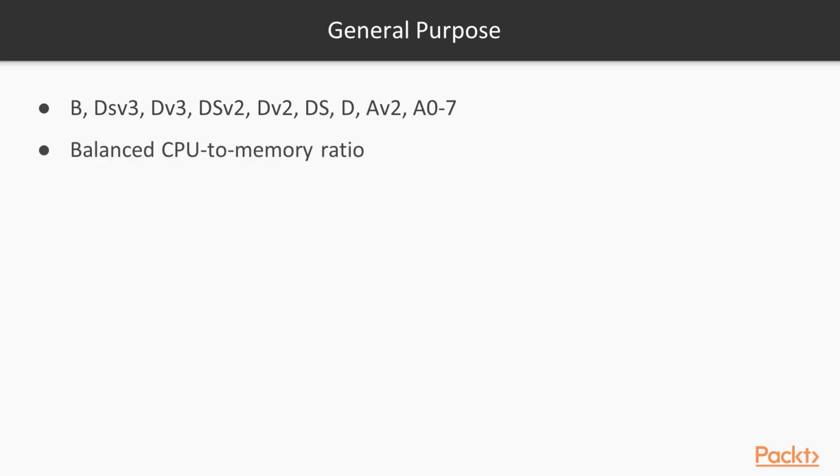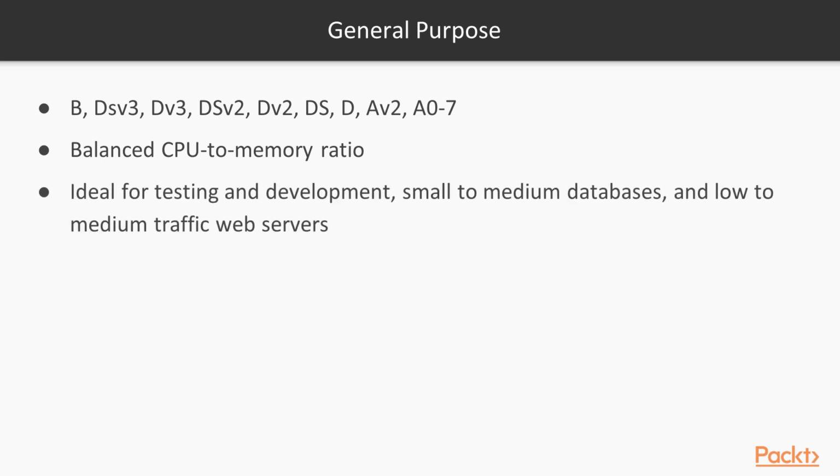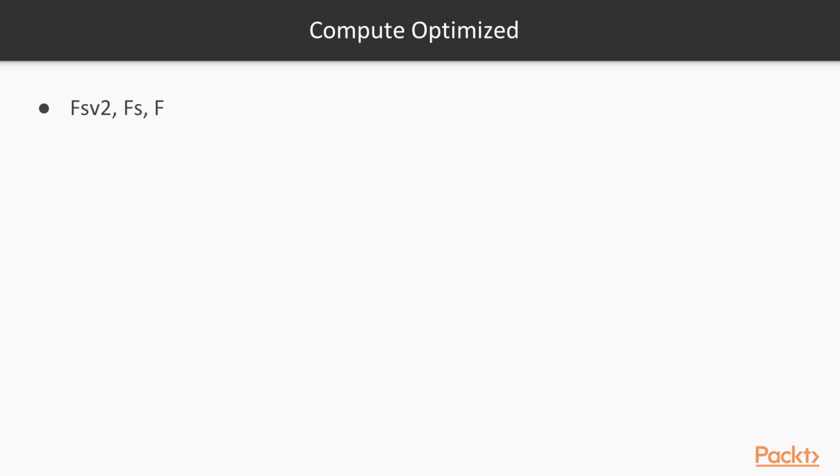So the general purpose is a nice balanced machine having a balanced CPU to memory ratio, typically used in testing, development, small to medium database servers, and maybe low to medium traffic. In the meantime, the latest version of the general purpose, the D version 3, also supports Hyper-V nesting, which means that you deploy an Azure VM, install the Hyper-V server role, and within this Azure VM, you can deploy additional Hyper-V VMs as well. For the compute, it's a bit easier.